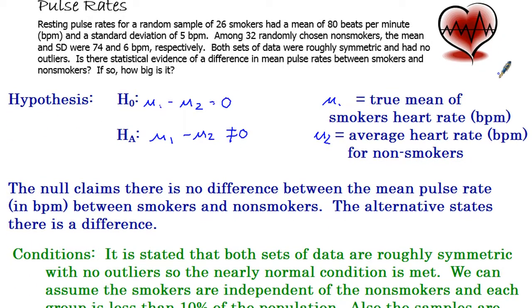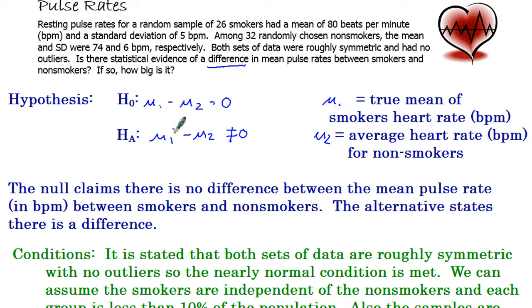I'm not going to go through the whole thing with you. I'm just going to point out some key moments where things changed from older problems to this new chapter. We have a situation about resting pulse rate for smokers and non-smokers. Smokers have an average of 80 beats per minute, BPM, with a standard deviation of 5. The non-smokers had an average of 74 with a standard deviation of 6. The overall question is asking: is there statistical evidence of a difference?